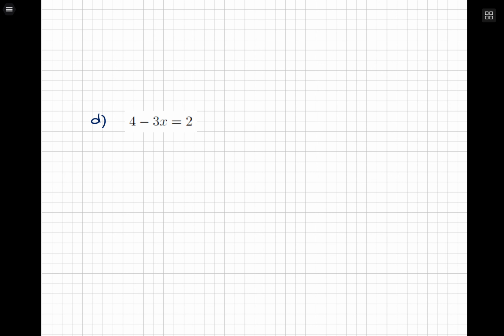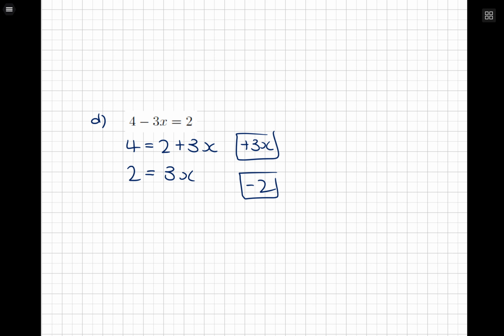All right, so we could instead, like the textbook, say I want my coefficient of x to be positive, so I'm going to get rid of that first. I'm going to move it to the other side by adding 3x to both sides. So I've got 4 is equal to 2 plus 3x. Then I'm going to get rid of the 2, so I'm going to subtract 2 from both sides. So I've got 2 is equal to 3x. And getting the x by itself, I need to divide by 3. So therefore, x is equal to 2/3.